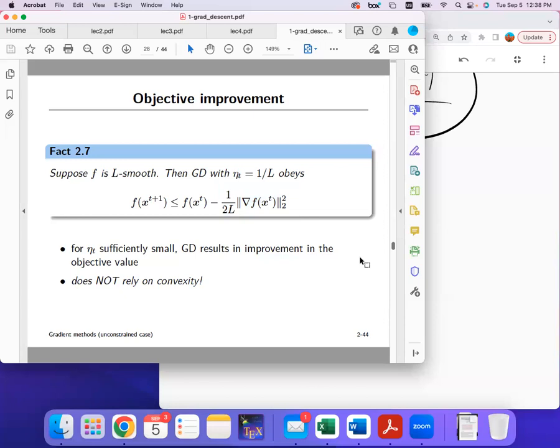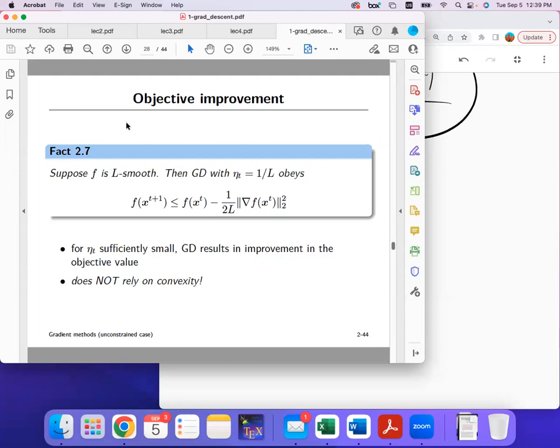And you see that to prove this result, we only utilize two conditions. One is that we assume the function is L smooth. The second thing is that we apply gradient descent with such a step size. Okay. We don't even need convexity to prove this result. This result does not need convexity. It holds for any smooth function. So this is a good sign.